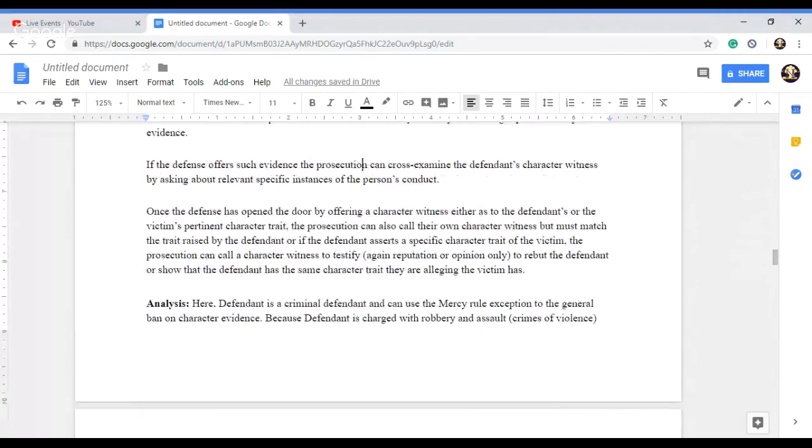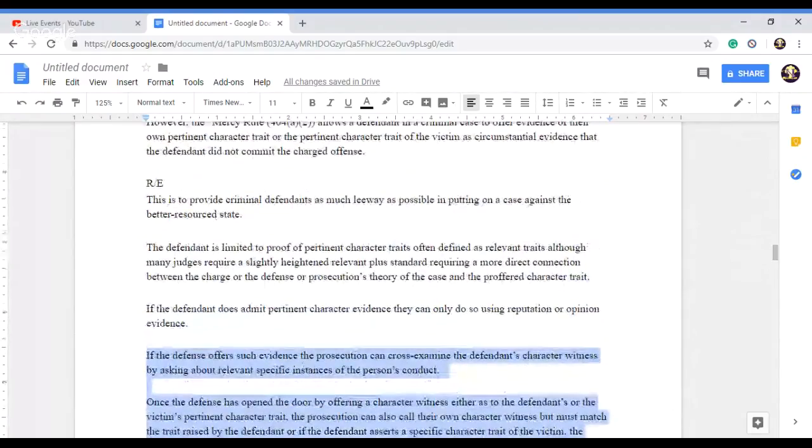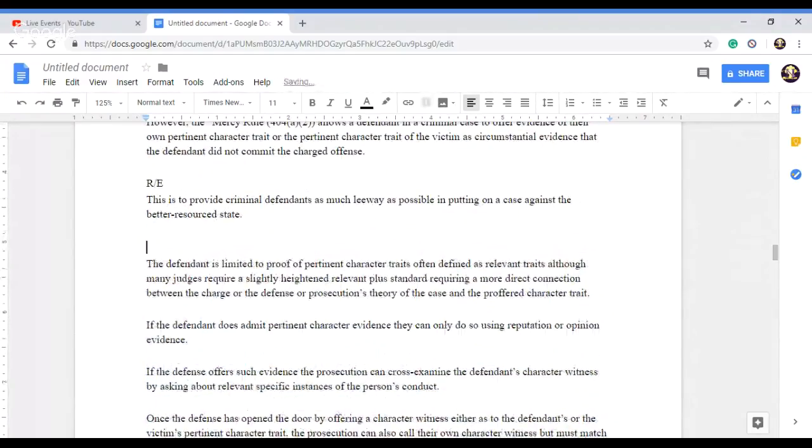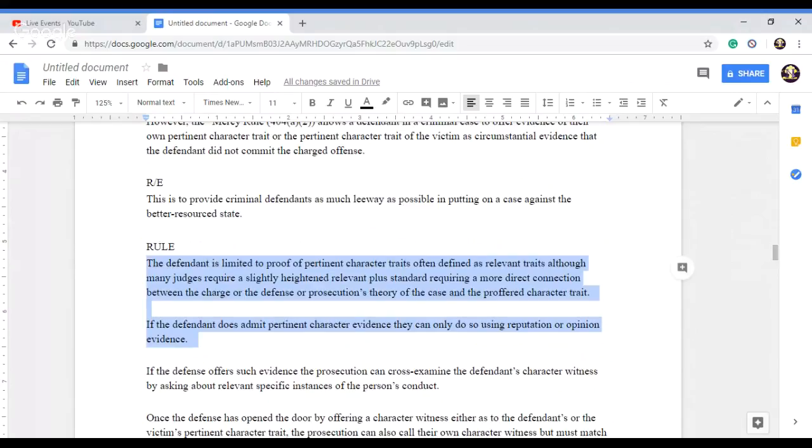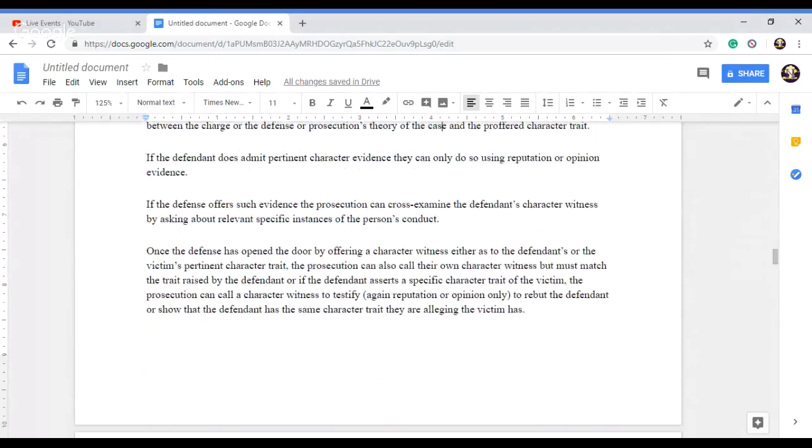So here, this is a lot of rule. This is all rule. So here, we have the rule explanation, like a one-sentence thing. But all of this is rule. And this is also explaining to you methods of proving character, reputation, and opinion, because if you look at Rule 405, well, yeah, 405 is about methods of proving character, but it's actually encompassed in Rule 404 also.